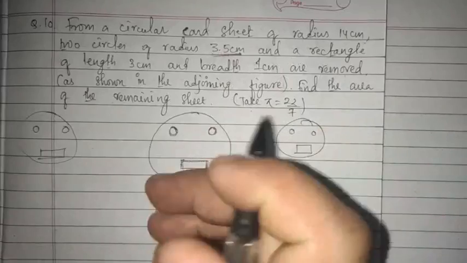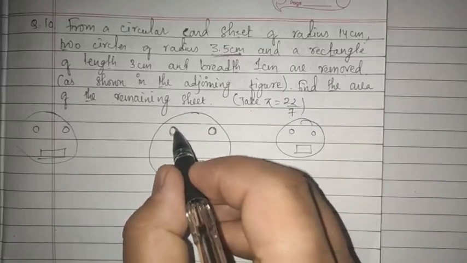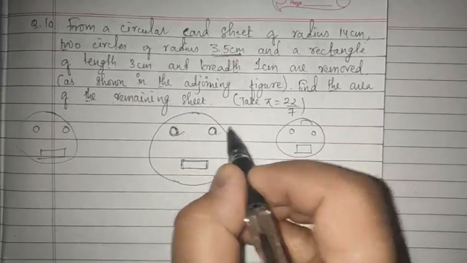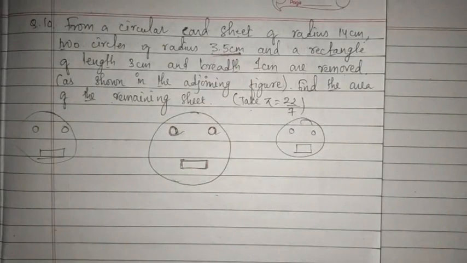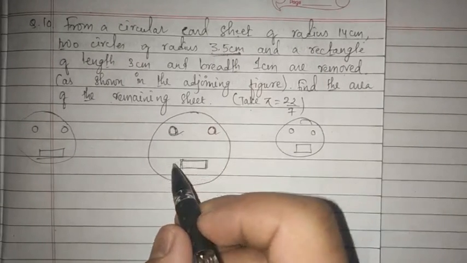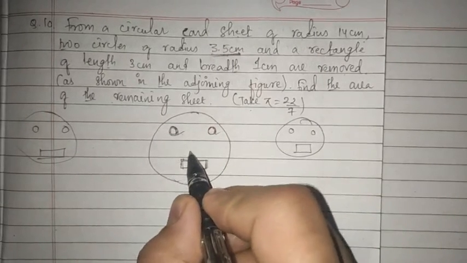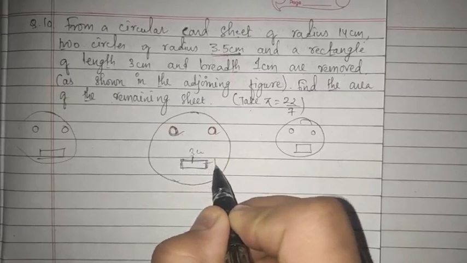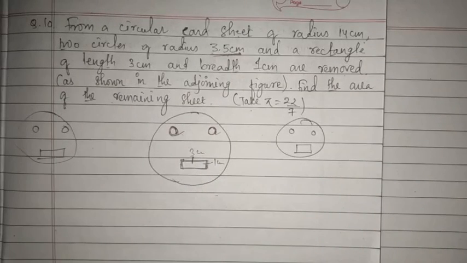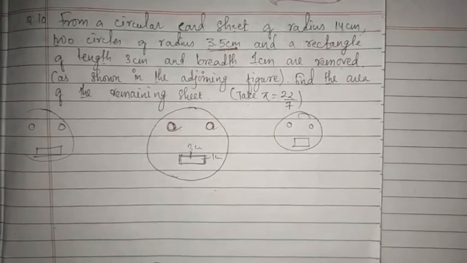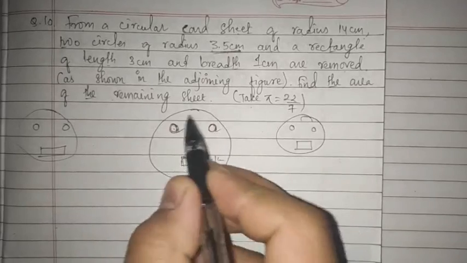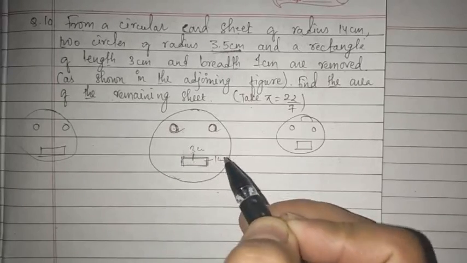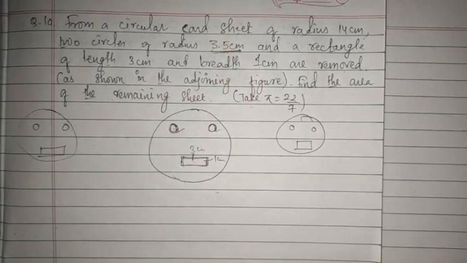Now after removing, every part is given. That is, the radius of this small circle is given, both, and the radius of the larger circle is also given. You have to be very clear with this. And this rectangle of length 3 centimeter and breadth 1 centimeter is also given in the question. Now you have to find the area of the remaining sheet. Now this part is already removed. Now what will be the area of this circle?